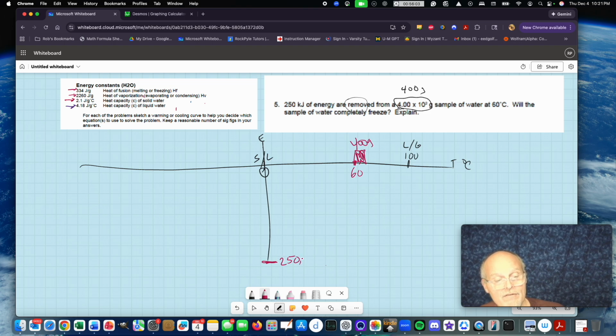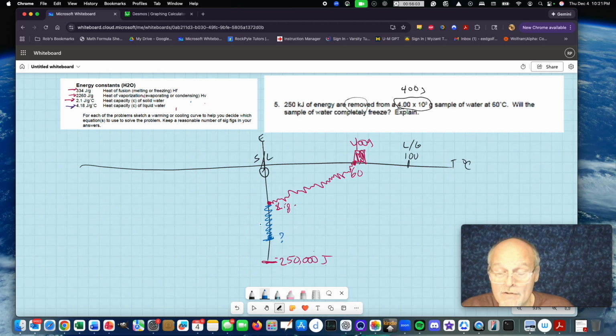So if I take 250,000 joules away, so that would be negative energy, I'm pretty sure, right? My first step will be cooling it down to 0 as a liquid. And then I'm going to need to do the heat of fusion to get somewhere here, and this total is either less negative or more negative than 250,000, and that will determine whether everything got frozen.